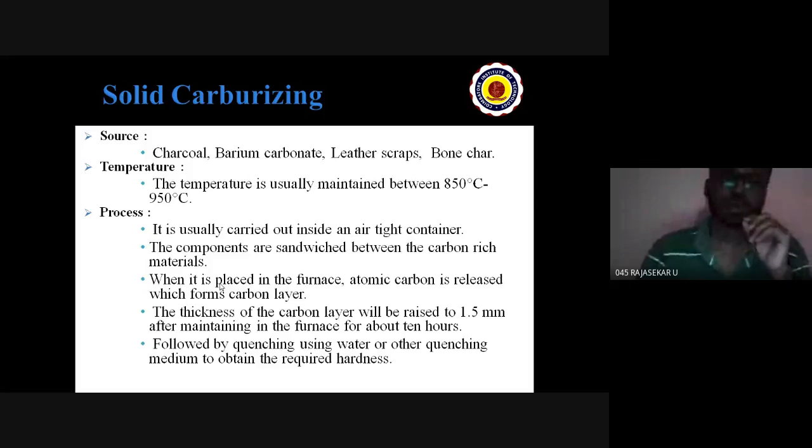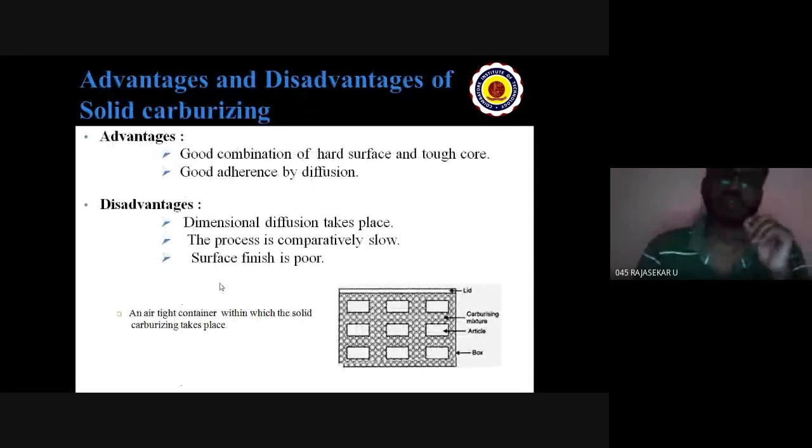Then advantages and disadvantages of solid carburizing. First of all, advantages: we get a good combination of hard surface and tough core. That is what we needed actually. Then good adherence by diffusion. Then the disadvantages: dimensional distortion takes place. We couldn't control the thickness of the carbon layer here, and the process is comparatively slow.